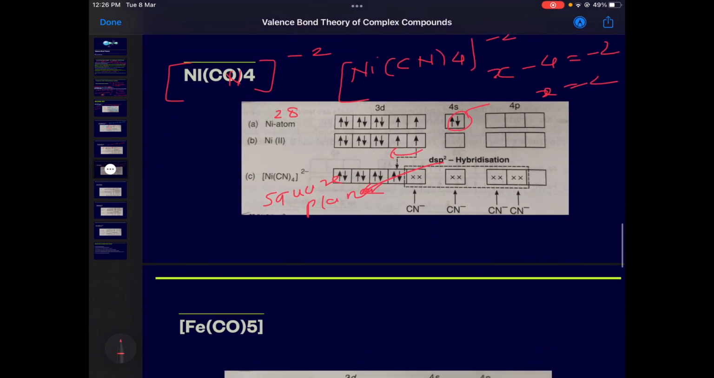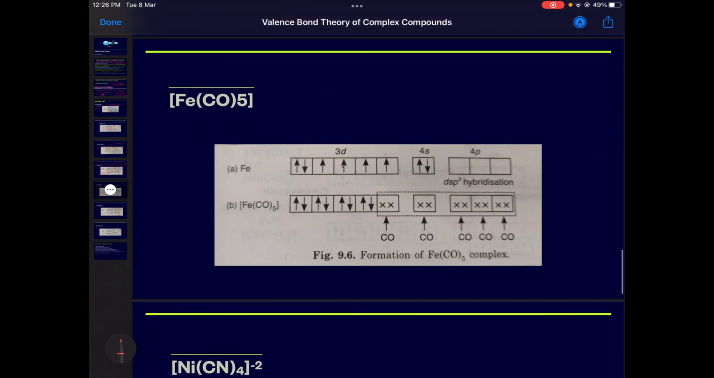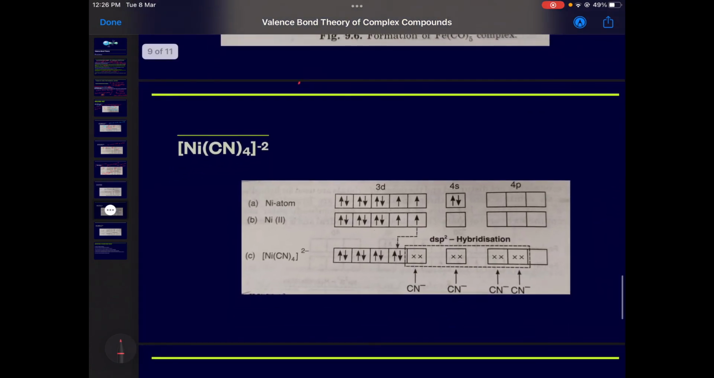Similarly, we have all these compounds which have been used here. I have done so many questions for you. Please practice from all these questions. It will be quite helpful for you.